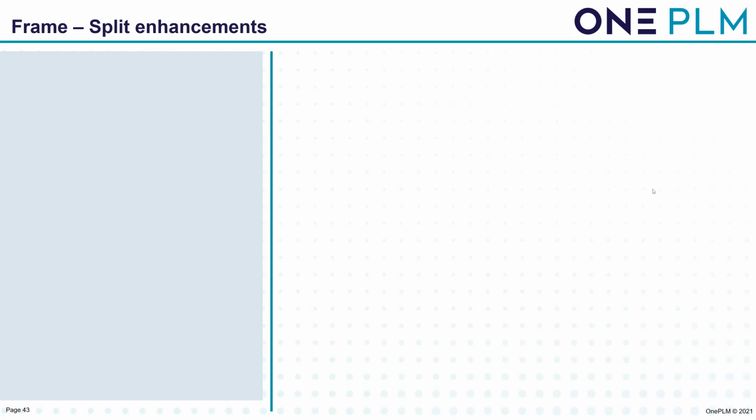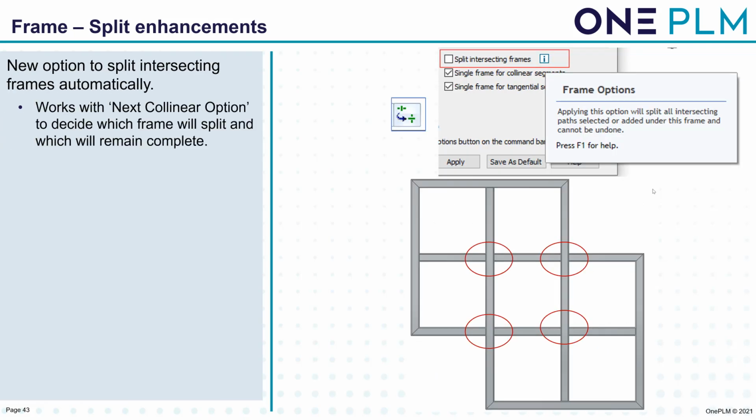Frame split enhancements. In our frame options dialog box in the bottom section, normally you have to expand this in the default setting. We've now got a new option, split intersecting frames. It works with the next collinear option to decide which frame will split and which will remain complete. Previously we would have to go into the sketch, split the elements, come back, and make sure single frame for collinear segments is turned off. Now we don't have to worry about that. We can keep our sketches as simple as possible, and then split the intersecting frames using this command.